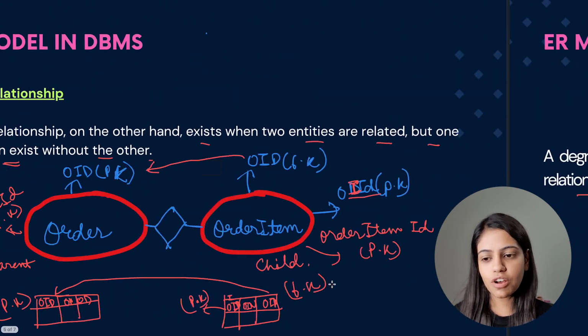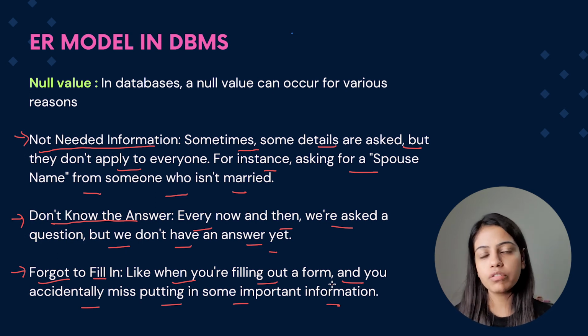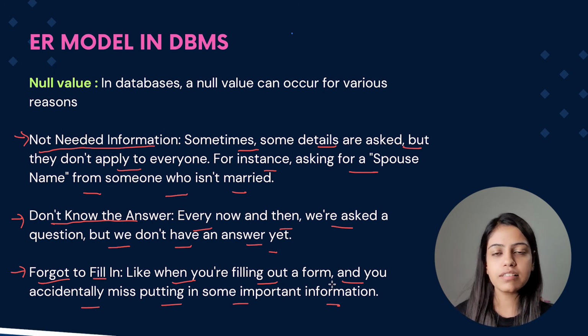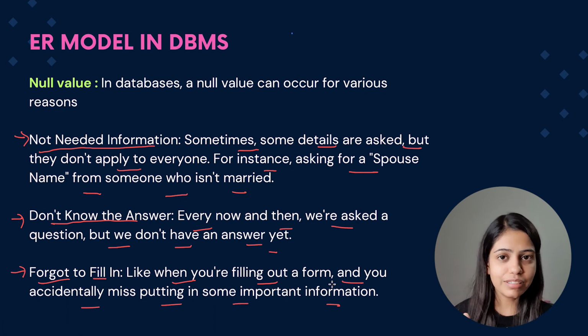So this was all about relationships in database, degrees in database, and then the importance of null value, how the occurrence of null value takes place, and much more. We will be discussing cardinality and then types of relationship, one to one, one to many, many to one, and many to many in the next video.